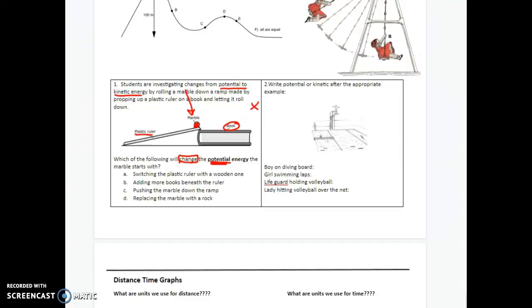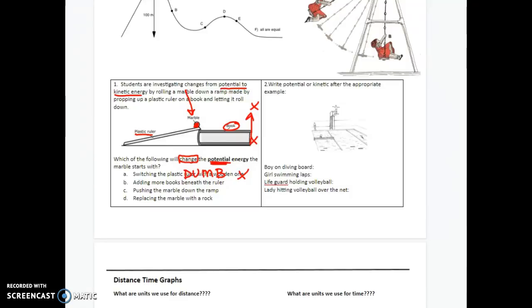Well, what is the greatest influence on potential energy? We just said that. Mass and height above ground, or position. So let's see. Letter A, switching the plastic ruler with a wooden one. That is not going to affect the mass or the height. That is just a dumb answer.